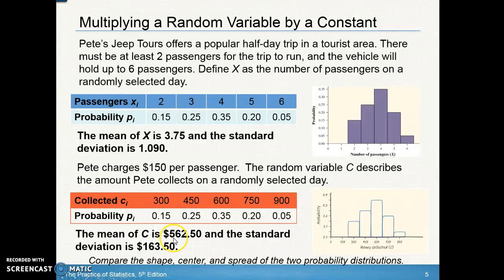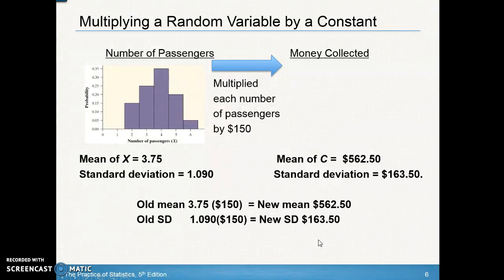The mean in this case, since my x-axis has changed, is $562.50, and the standard deviation is 163.50. On the next couple of slides we're going to compare the shape, center, and spread of these two probability distributions. Obviously the mean has to change because these numbers are a lot bigger. That also means the standard deviation is going to change because I've moved it down the number scale. Let's look at how the mean and standard deviation changed.